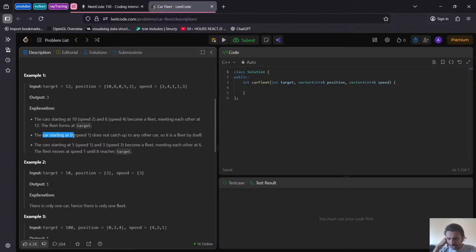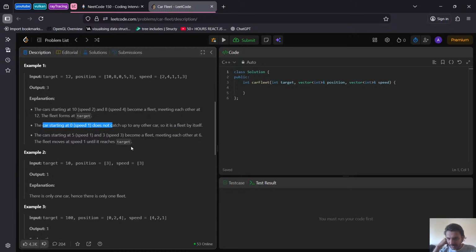The car starting at 0 with speed 1 does not catch up to any other cars, so it is a fleet by itself. The car starting at 5 with speed 1 and the car at 3 with speed 3 become a fleet, meeting each other at 6. The fleet moves at speed 1 until it reaches the target.